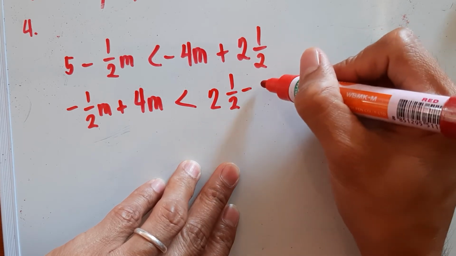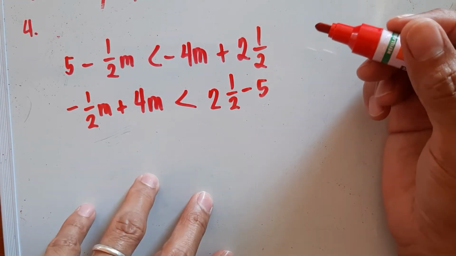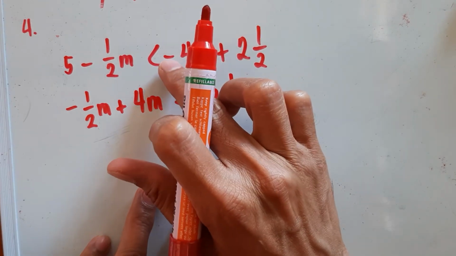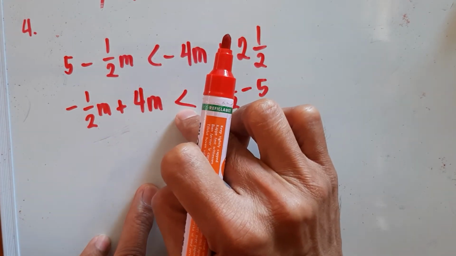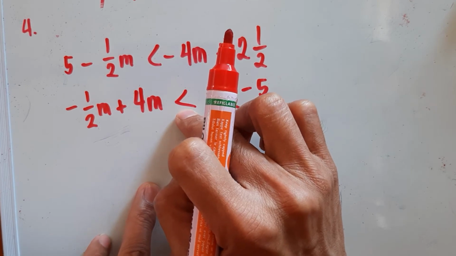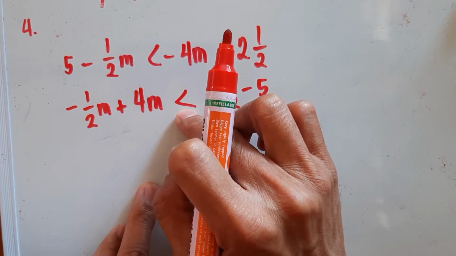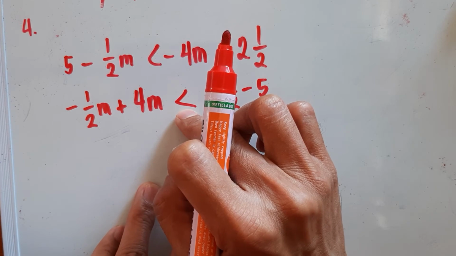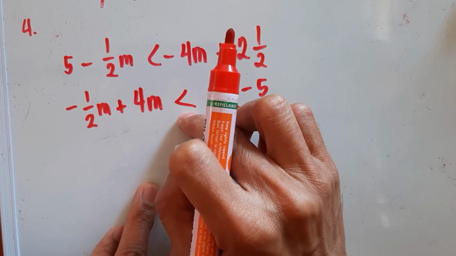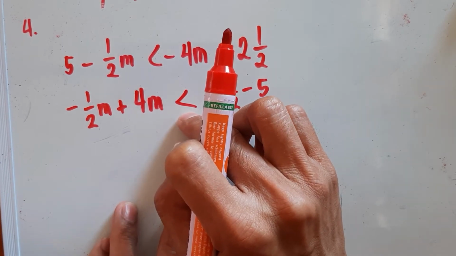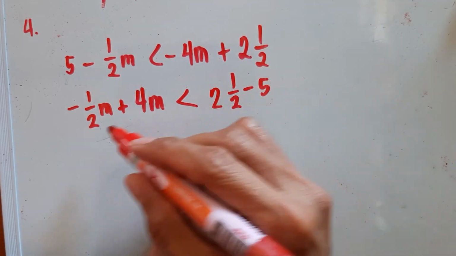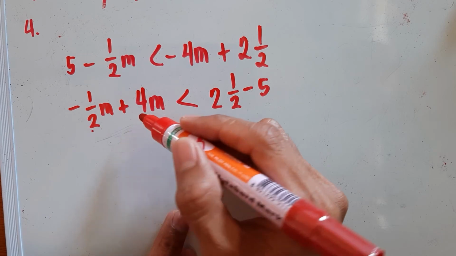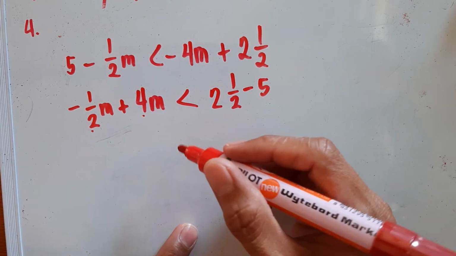minus 5. Okay, so you might want to ask, I moved negative 4m to the left, why don't I change the sign? No, we don't do that because it's just addition and subtraction. Only if we divide and multiply do we change the sign or reverse the inequality. Okay, so let's continue. Here the denominator is 2, here the denominator is 1. So let's make them a common denominator.